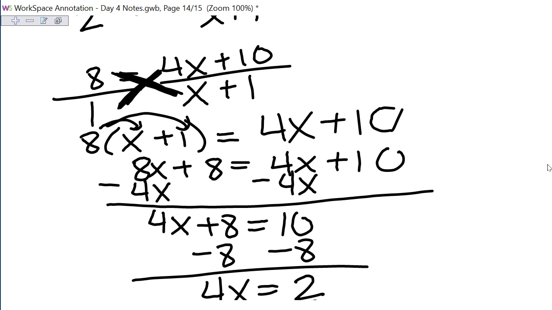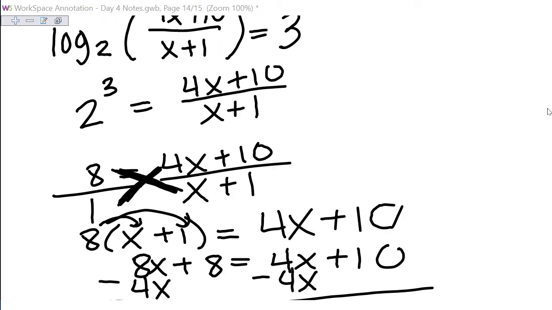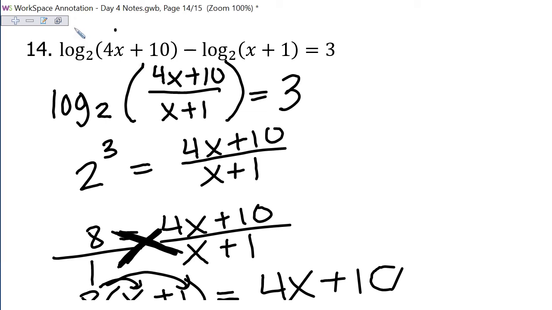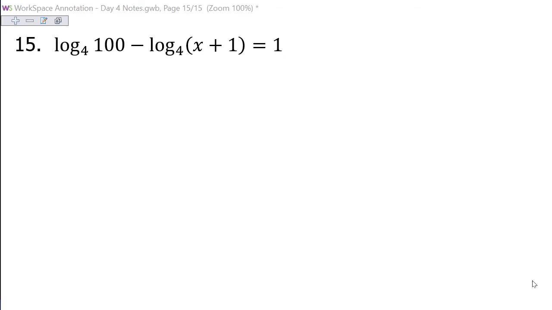So if I substitute in 1/2, if I put in a 1/2 right here, what's half of 4? And 2 plus 10, is that a negative number? No. If I put a 1/2 right here, is that a negative number? No. So we're good. One more. Last one. Log base 4 of 100 minus log base 4 of x plus 1 equals 1.